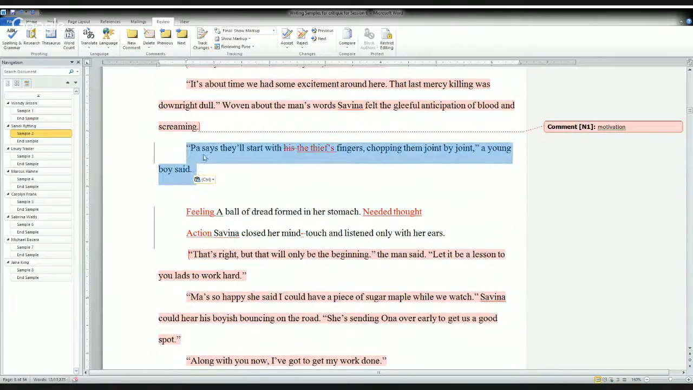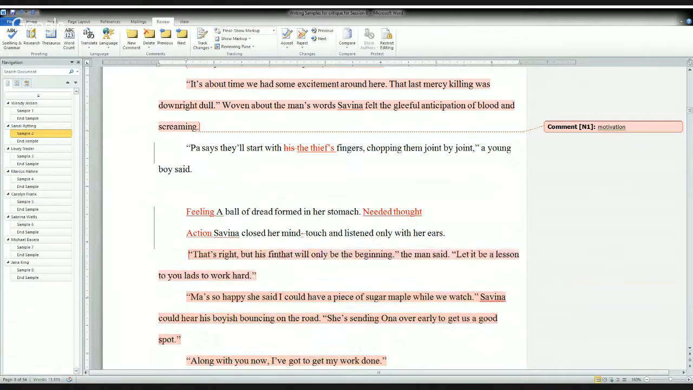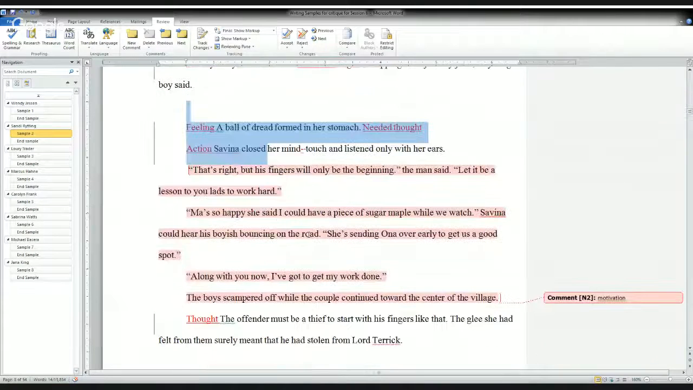Here's one thing that I will say. When Pa says they'll start with the thief's fingers, if you have some feeling and some thought and some action, and you have a big gap between dialogue A and the response to dialogue A, you might have to add some words. So you might say, that's right, but his fingers will only be the beginning, to get back to where we are. Make sure the antecedents are all present. This might end up being a paragraph or several sentences, so you do want to throw the reader a little bone, especially in the first chapter.